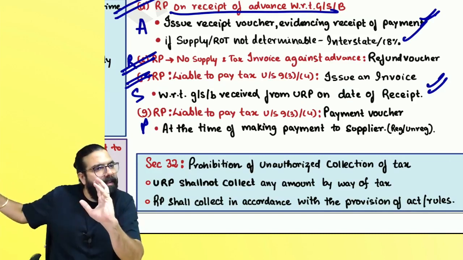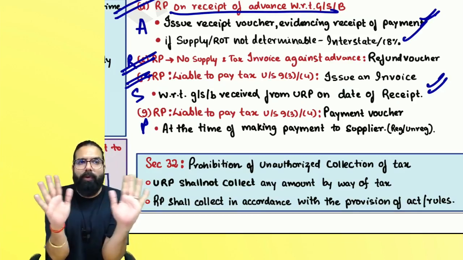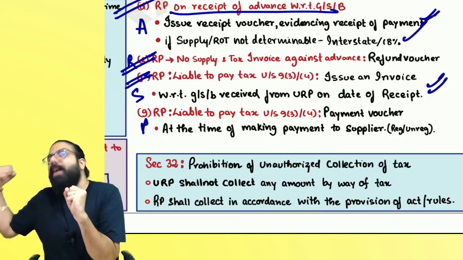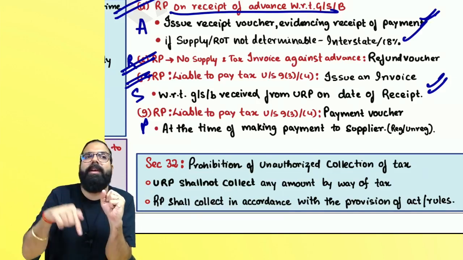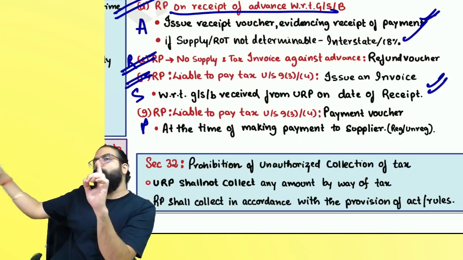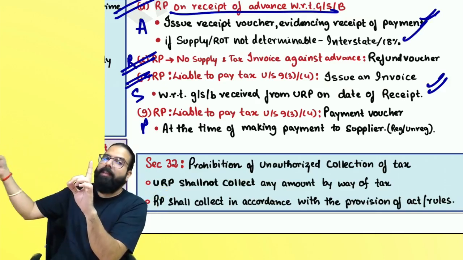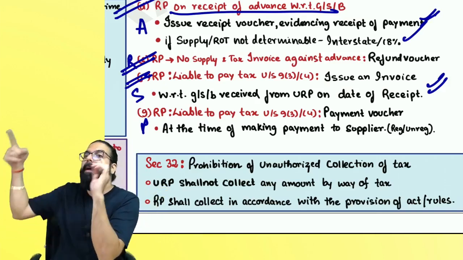If that person is registered, he will give you an invoice. Then you don't have to raise an invoice yourself. But if that person is unregistered, in that scenario, you have to raise an invoice yourself. Remember one thing, whenever you are making a payment to a person, on that supply you paid the GST under RCM, whether that person is registered or unregistered, you have to issue a payment voucher.